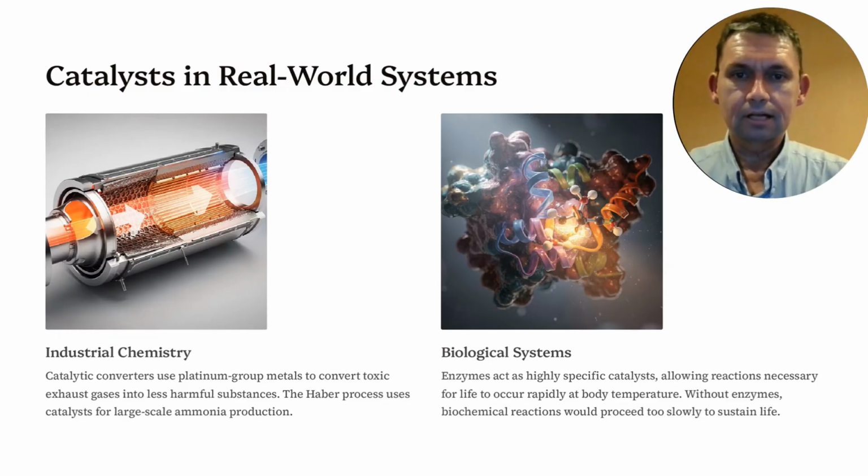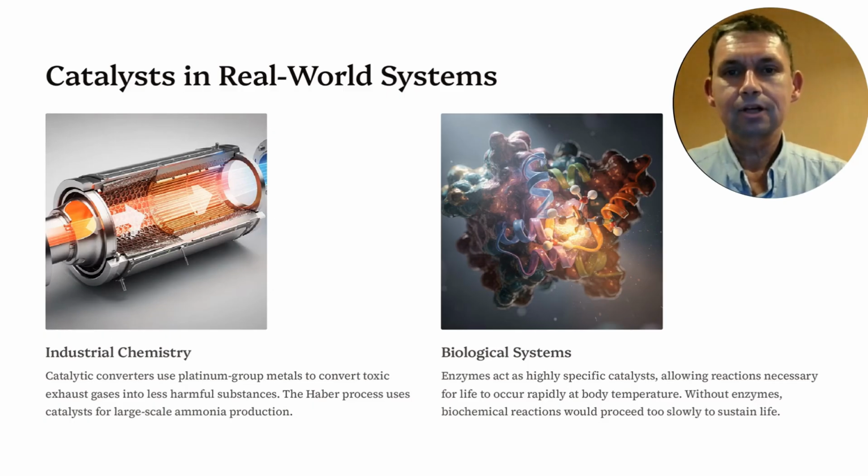In industry, catalytic converters use platinum group metals to convert toxic exhaust gases into less harmful substances. The Haber process uses catalysts to make ammonia at large scale. In biology, enzymes are highly specific catalysts that let life reactions happen quickly at body temperature. Without them, reactions would be far too slow to sustain life.